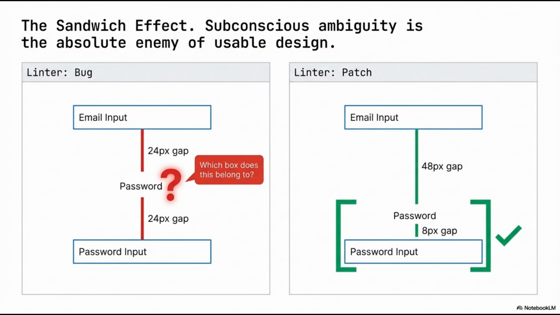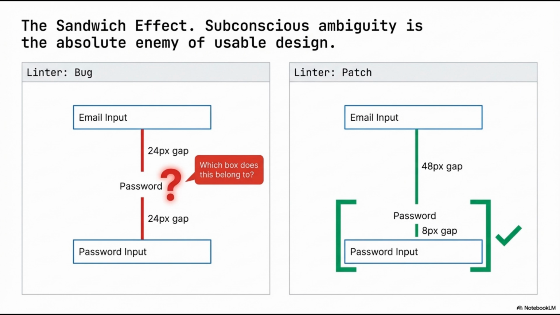Never. Let's visualize how bad this actually gets in that form example. Imagine we have a label called email address, an input box below it, then another label called password, and an input box below that. Okay, pretty standard form. Right. But if I just apply a universal 24-pixel gap everywhere, then the distance from the bottom of the email address input box to the password label below it is exactly 24 pixels, right? And the distance from the password label to its own input box is also exactly 24 pixels. So it basically creates a sandwich. Yeah. The password label is just floating dead in the center of two identical input boxes.